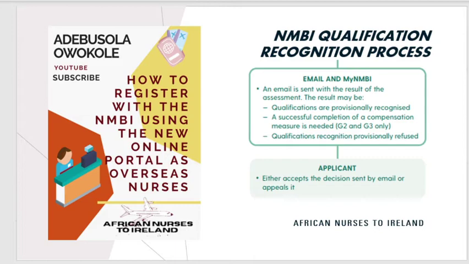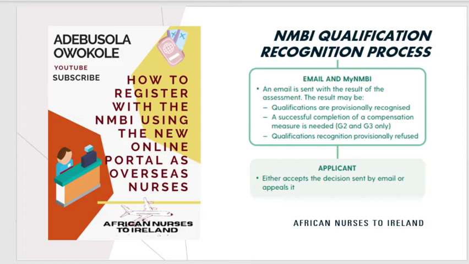Firstly, qualifications are provisionally recognized. That means your qualifications have been recognized. This first result is often for group 1 applicants. But the other one is that successful completion of a compensation measure is needed. That's for group 2 and 3 applicants only. I'm going to show you what the compensation measure is, and I'm going to be explaining that next. And the last outcome could be that qualification recognition is provisionally refused.